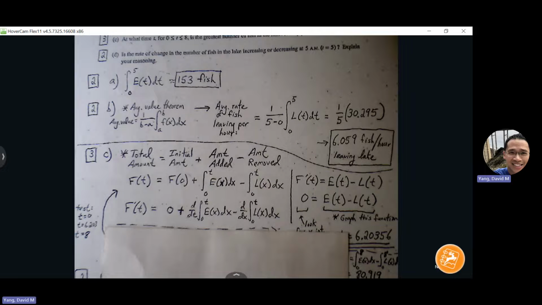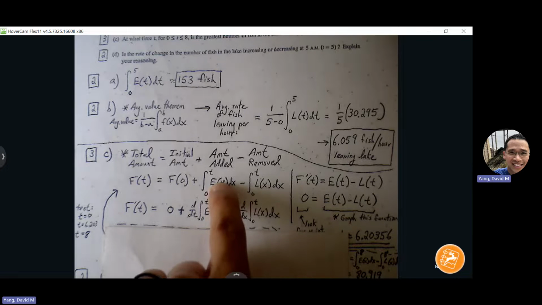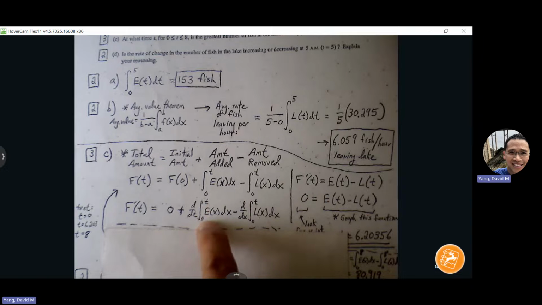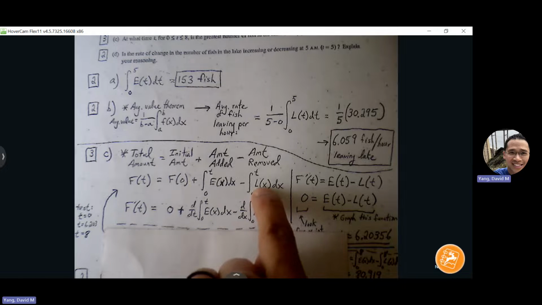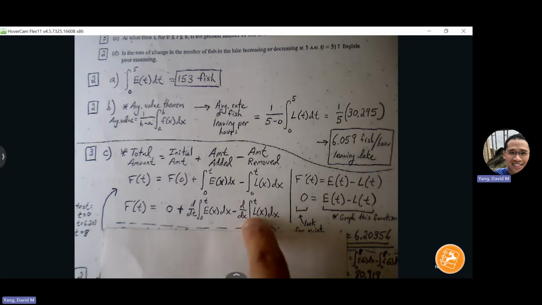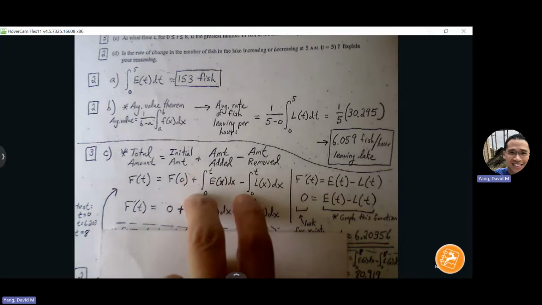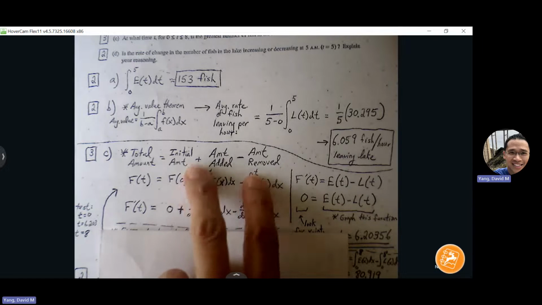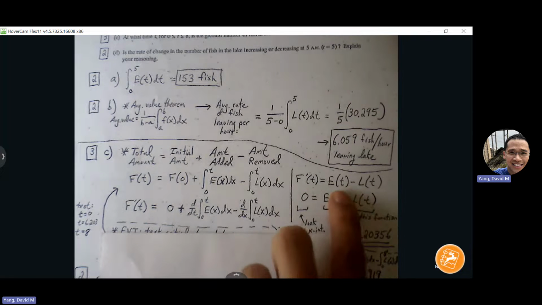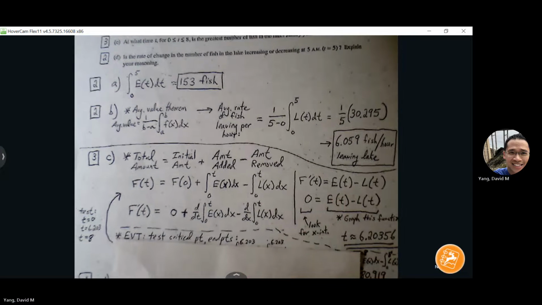So we know f of 0 is just some number. We know that number is 0, and the derivative of 0 is still 0. And the derivative of the integral of E will turn into just E of t. And the derivative of the integral of L of x will just turn into L of t. So if we find the derivative, it's going to just strip away the integral notation, and we're just down to those functions, E of t minus L of t.